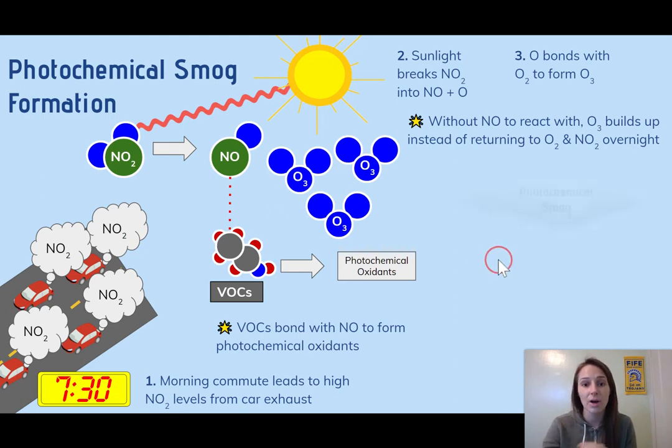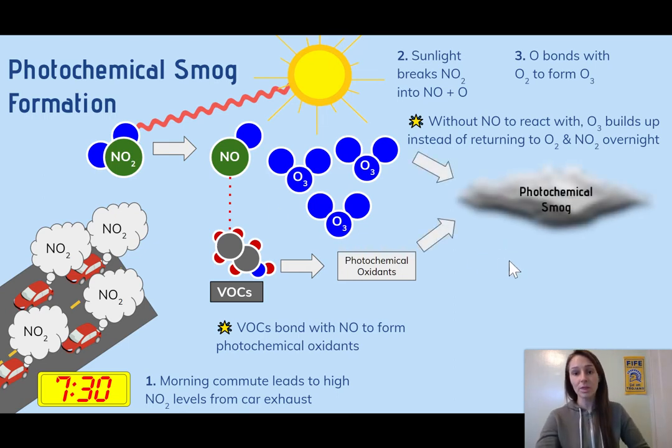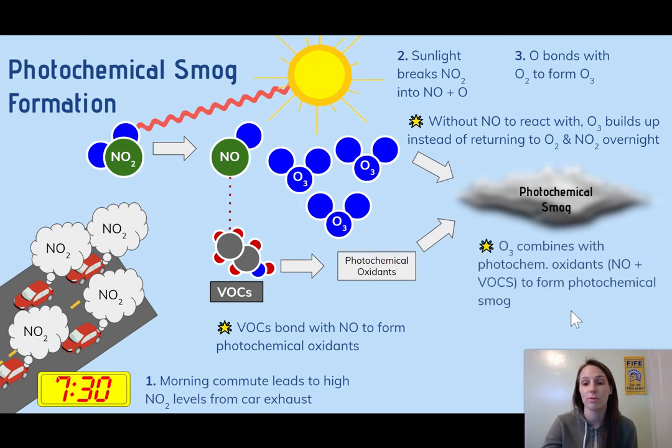So we're just going to have a lot of ozone building up. As ozone builds up, this is going to form the photochemical smog, because the ozone is now going to combine with these photochemical oxidants, and that's going to form this photochemical smog. This process is not one that's easily reversed just by the sun going away at night, because these levels build up. And so this is what's going to give us our photochemical smog.